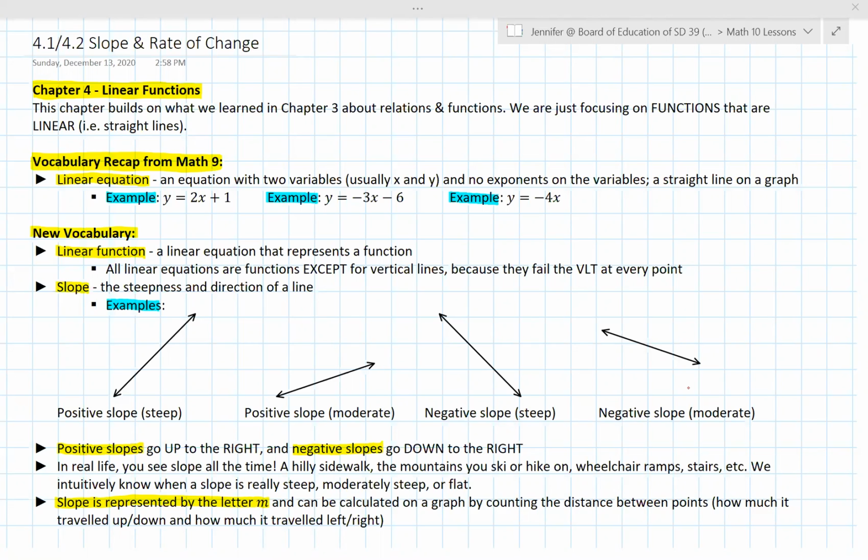words, straight lines. Vocabulary recap from last year in Math 9, you should know what a linear equation is. This is an equation with two variables, usually x and y, and there's no exponents on the variables. And if you were to graph this, it's a straight line on a graph. So here's a couple examples of some linear equations. The signs can be positive or negative, but it's usually y equals something x plus something.